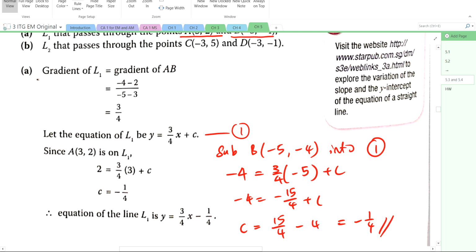Can? So this is the approach to finding the equation of a straight line when you are given 2 points. Standard way, just like our simultaneous equations, very standard way on substitution. That's it. No need to think so much. Finding the equation of a straight line, given 2 points, this is the way. Find gradient, write down equation, sub coordinates, find c. Done.